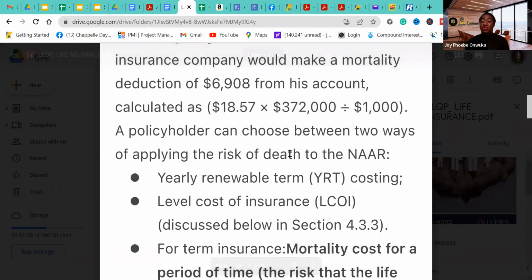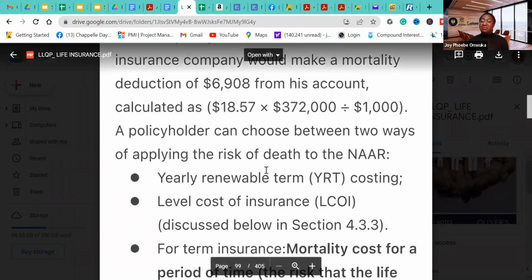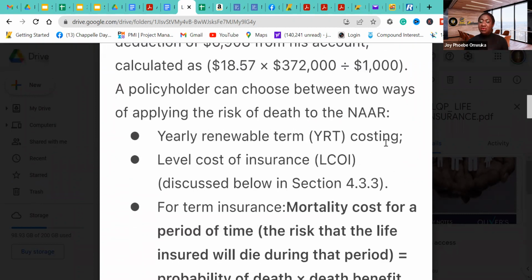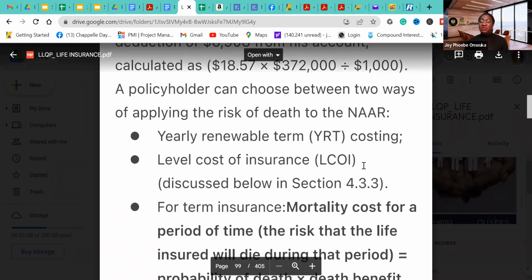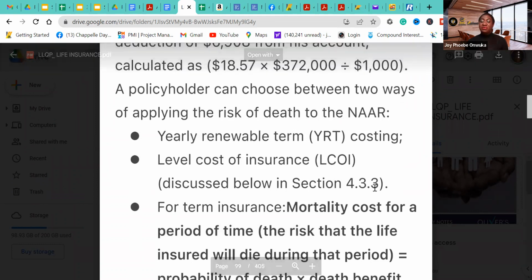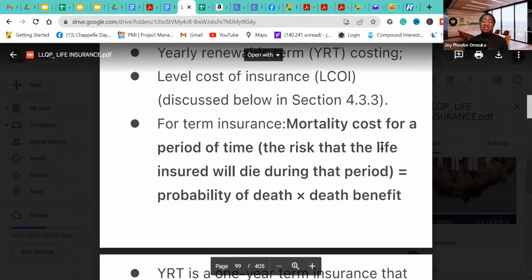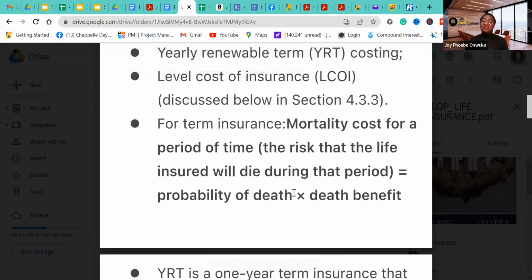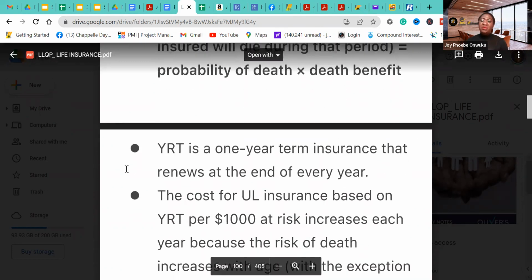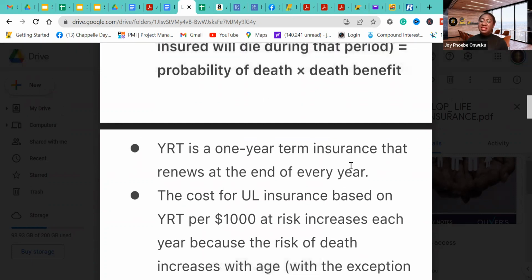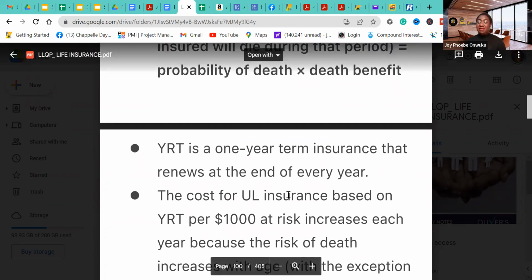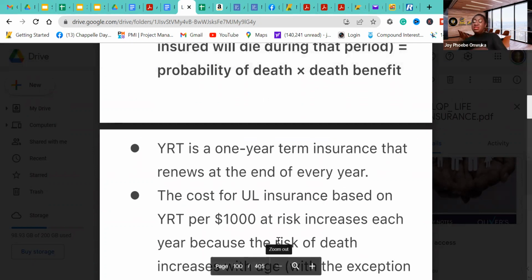A policyholder can choose between two ways of applying the risk of death to the net amount at risk: yearly renewable costing or level cost of insurance, as discussed below in section 4.3.3. Now, for term insurance, the mortality cost for a period of time, the risk that the life insured will die during that period, is equal to the probability of death multiplied by death benefits. Now, YRT is a one-year term insurance that renews at the end of every year. All right, so it means that the cost of insurance is calculated every year.